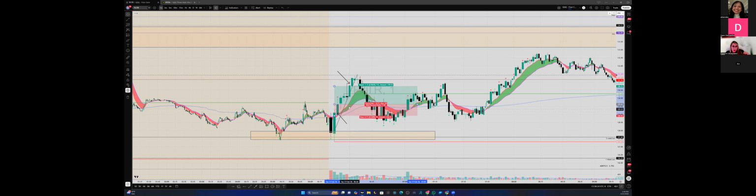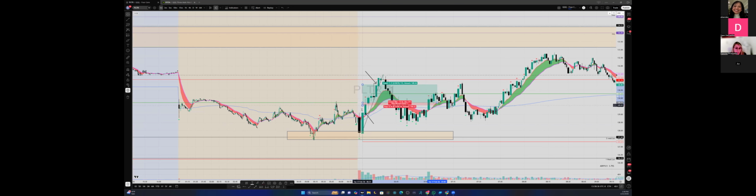Yeah, I move my stop too. Smart. If I'm at 2R, I'll move my stop to break even. Yep, that's exactly what I do. So I'll move this up and I know this is where I'm going to stop. And then I just wait for some major volume push.